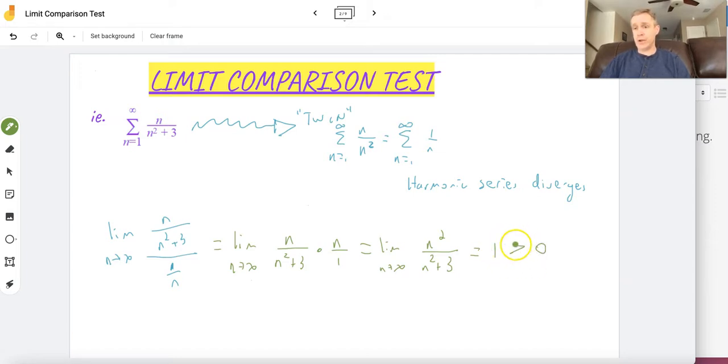So I'm going to write that. I know that that's greater than 0. And by the limit comparison test, I know that the original series should behave exactly like my twin harmonic series. So that means that my original series should diverge by this limit comparison test.